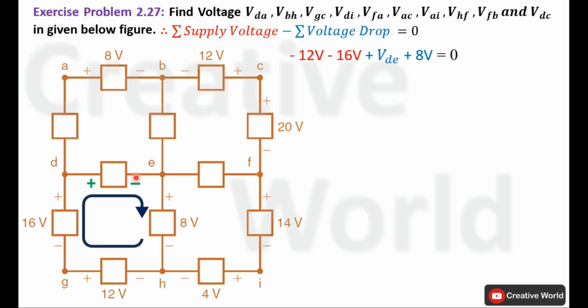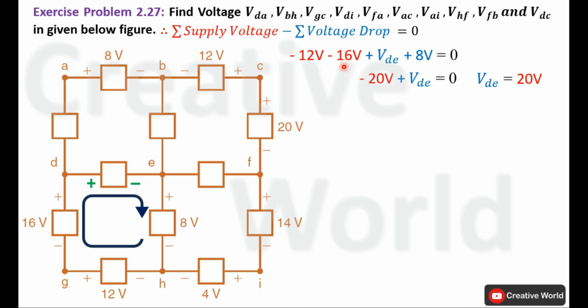So we will label the voltage across this element as VDE. D is on higher potential and E is on lower potential, so voltage VDE will be taken with positive sign because current entering terminal is positive. Move to next element. Current entering terminal is positive, so voltage across this element, 8 volt, will be taken with positive sign: plus 8 volt. Now inside this equation we only have one variable, VDE, and we are interested to calculate its value. So add other constants together and place these on the other hand side of equal to calculate the value of VDE, that will become plus 20 volt.